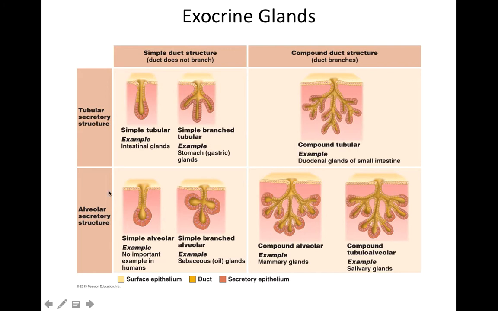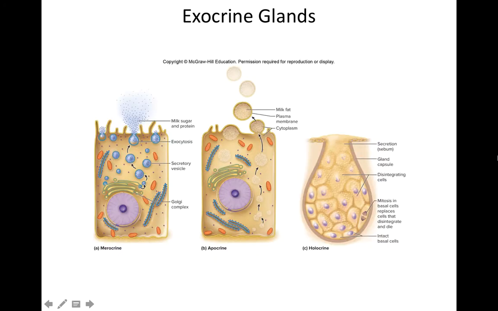So it could be something super, super simple or really get fairly involved when you get into things like salivary glands and mammary glands and things like that. Now, we can also look at exocrine glands based on how they secrete. So not only can we classify them based on the structure, we can look at their mode of secretion.